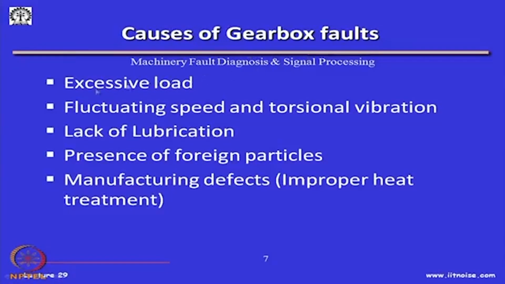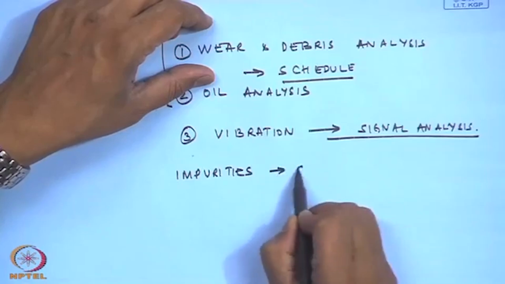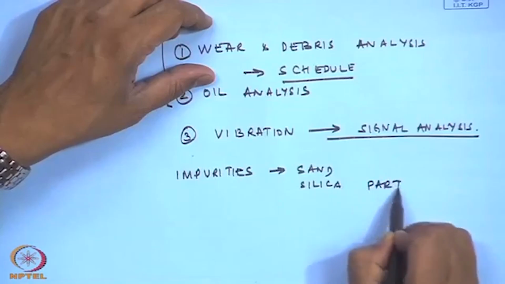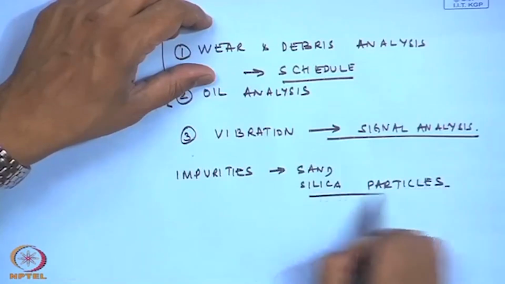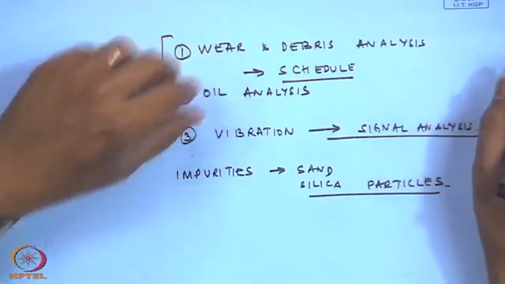So, the causes of gearbox faults are excessive load, fluctuating speed and torsional vibration, lack of lubrication, presence of foreign particles, manufacturing defects like improper heat treatment, so that the flank wear will increase. Many times in gearbox, I myself have seen a lot of impurities there in the gearbox, and particularly impurities like sand or silica particles will be very detrimental for such system.